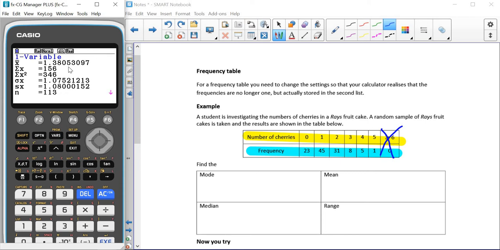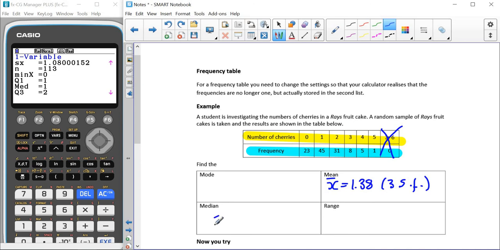Again, I'm going to work through the list in a sensible way just to save a bit of time. So our mean here is 1.38. Remember, for all of statistics, unless it specifies otherwise, you should be giving your answers to a minimum of 3 significant figures. If I carry on scrolling down, we can see our median, which is 1. Scroll down a bit more, we can see that the range is between 5 and 0, which gives us a range of 5.